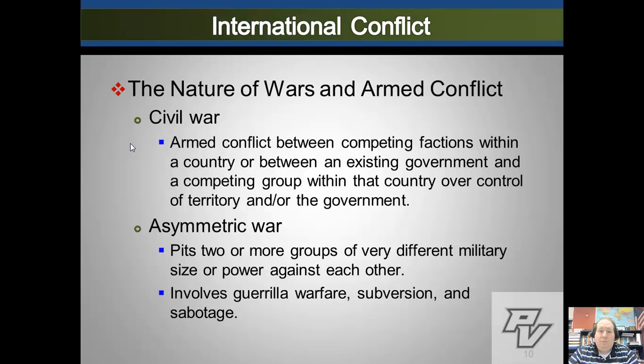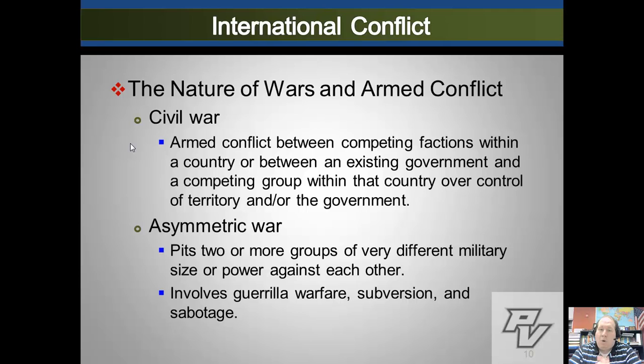There are also two other kinds of war we want to talk about. The idea of a civil war, which we've already mentioned. It's an intrastate conflict, but it's an armed conflict between competing factions within a country or between an existing government and a competing group that would like to control that territory. Okay? The key with a civil war is you have two groups who are fighting for control of the overall country and the overall government. Please bear that in mind when we're talking about civil war versus an intrastate conflict. Not all intrastate conflicts are civil wars, but all civil wars are intrastate conflicts.